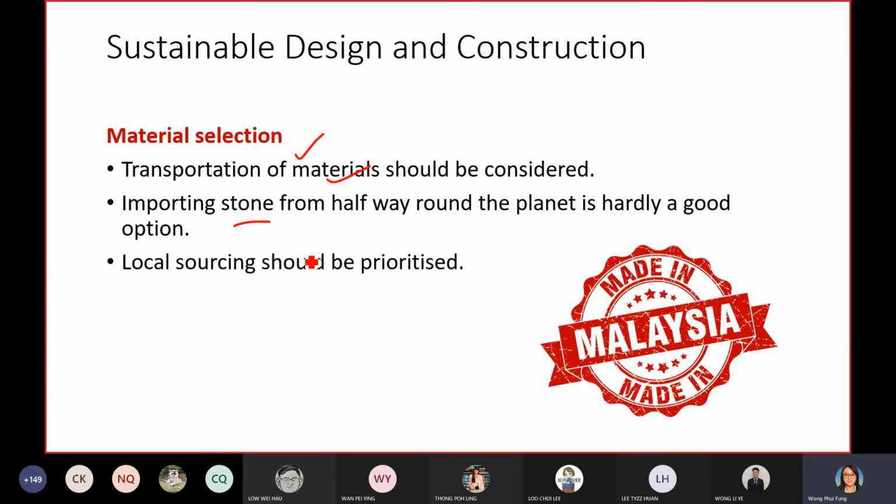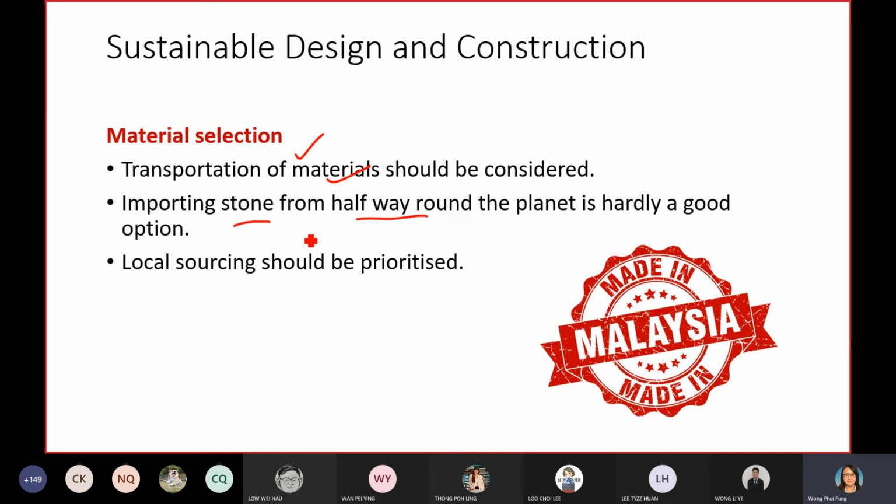Import stone or marble or the material halfway around the planet. Is it a good option? Which means that you can purchase it locally. But some of the clients, they want the marble from Italy, the marble from China.